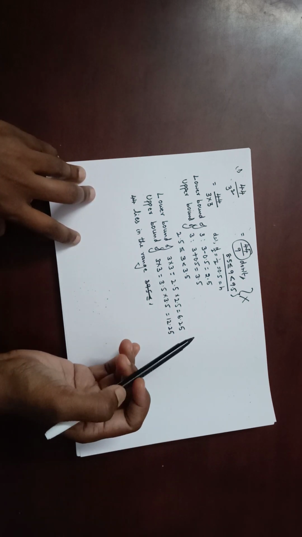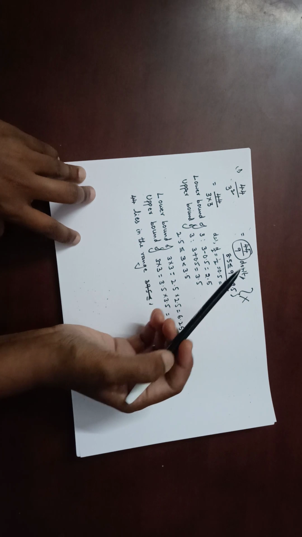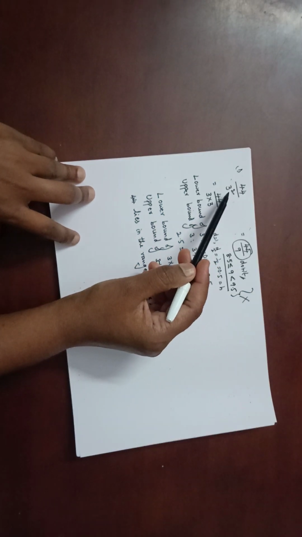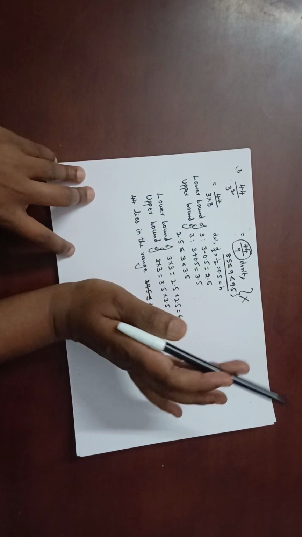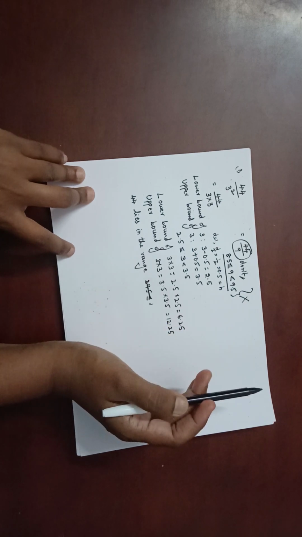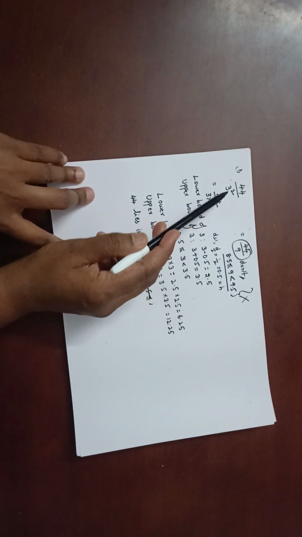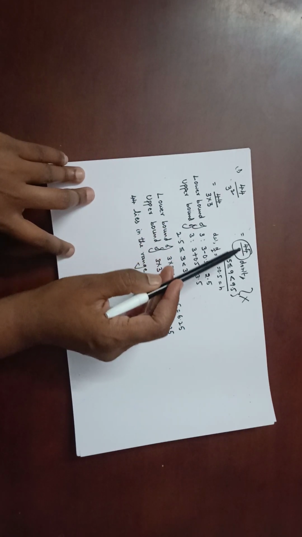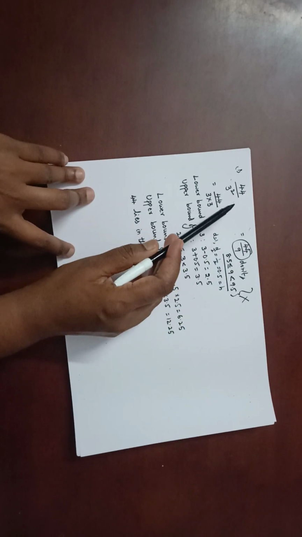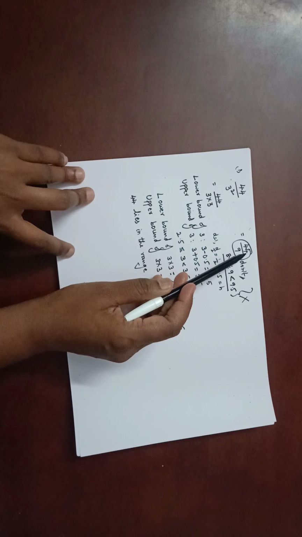Okay, yesterday I gave some homework. That is 44 by 3 squares, lower and upper bounds you have to find out. Anyway, I want to explain once again. But take 44 by 3 square easily. Don't go for other calculation. 44 by 3 square is also equal to 44 by 9.